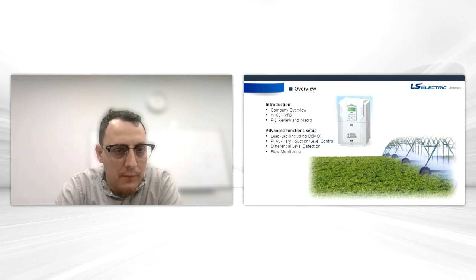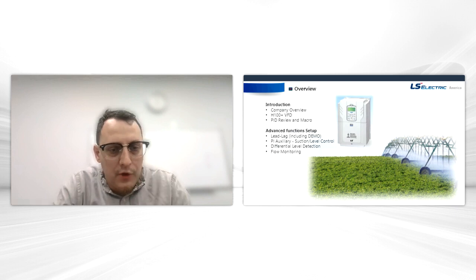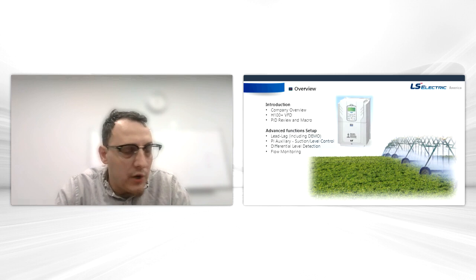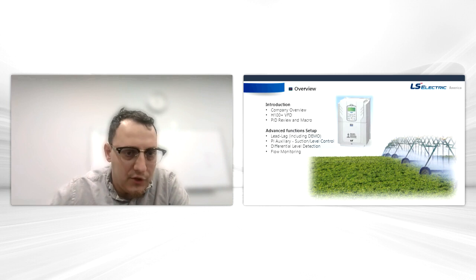We're going to discuss the macro, and then the bulk of this webinar we're going to spend on the advanced function setup. And when I say advanced functions, we're talking about things that you're going to stack atop your standard PI loop. So we're going to talk about lead lag control. The majority of this is actually lead lag control and what features and benefits you could get out of it. We do have a short demo video that shows the setup and operation of lead lag, kind of shows how easy it is. We have a PI auxiliary mention for suction control and level control. And we're also going to talk about differential level detection as well as flow monitoring.